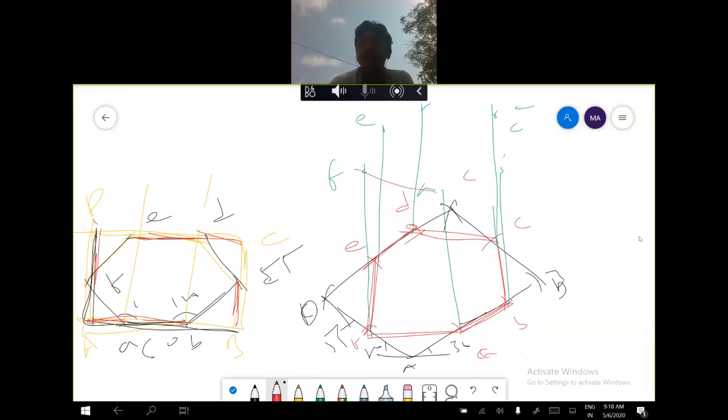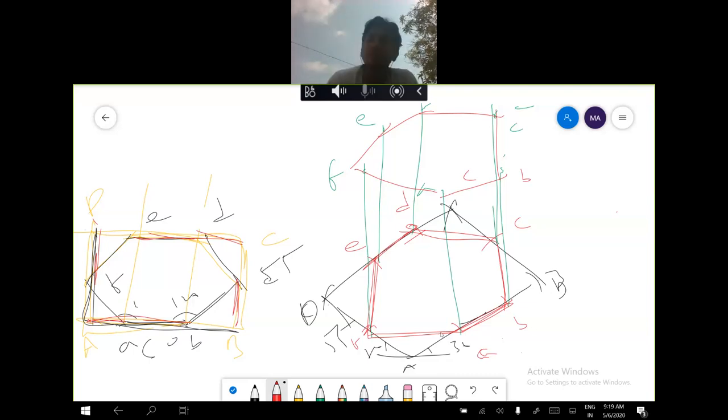From E to A, F to A, B, C, D, E, A. Understand? This one is the hexagon. This one will be the hexagon.